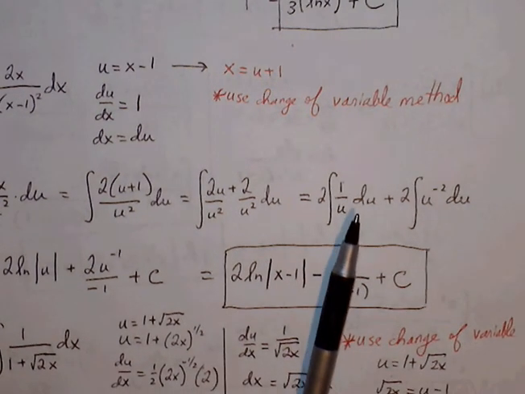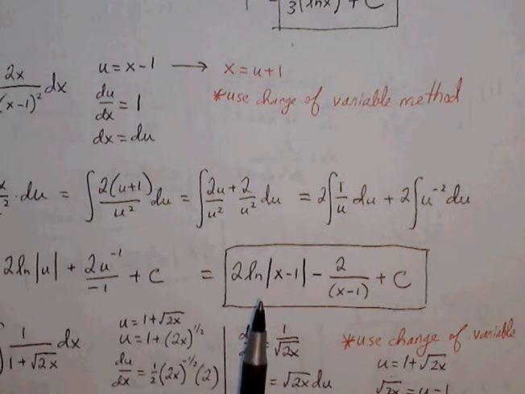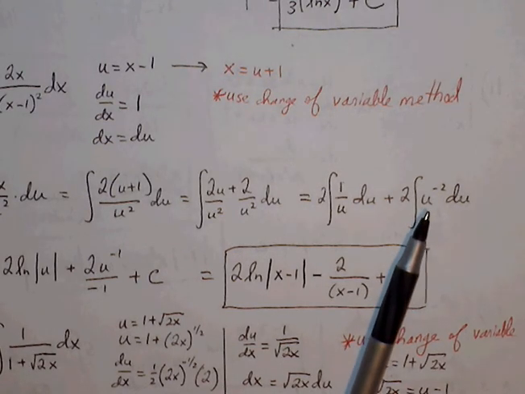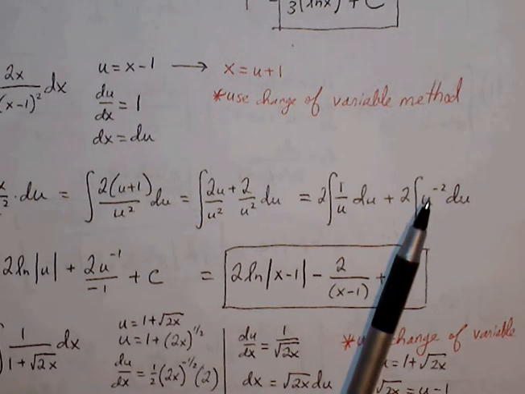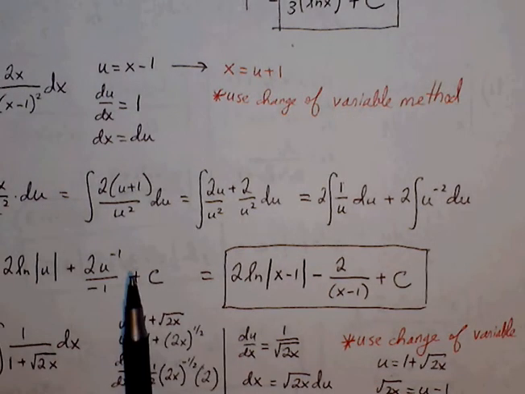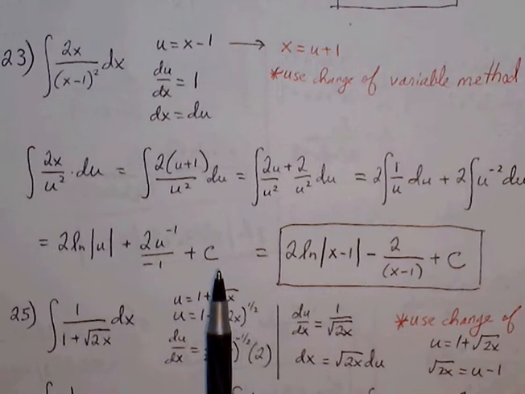So we can use natural log here. So 1 over u is natural log of absolute value of u. And then this u gets replaced with x minus 1. But first we apply the power rule, which becomes u to the negative 1 over negative 1 plus c. And then the u gets replaced in terms of x.